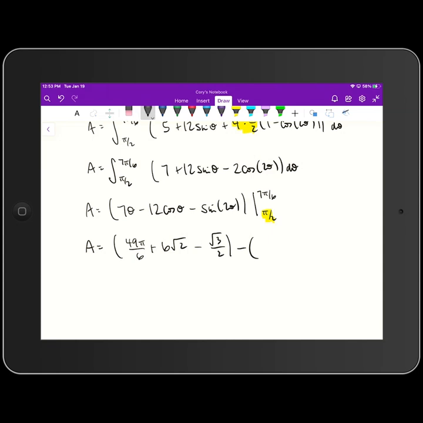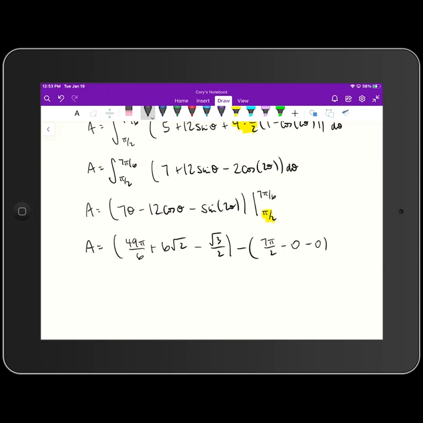Okay, so 7 times pi over 2 is 7 pi over 2. Minus 12 times the cosine of pi over 2. The cosine of pi over 2 is 0. Minus the sine of 2 pi over 2, which is the sine of pi, which is also 0. Okay, so we need to simplify here.